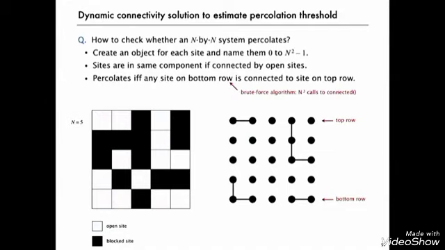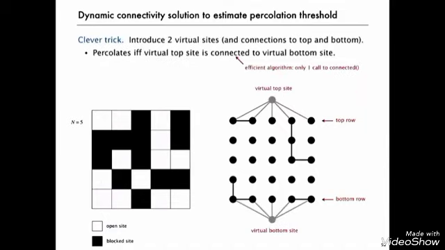Now, you might say, well, what we want to do is check whether any site in the bottom row is connected to any site in the top row and use union find for that. The problem with that is that it would be a brute force algorithm, quadratic right on the face of it, because it would have n squared calls to find, to check whether they're connected for each site on the top, not check each site on the bottom. Much too slow. Instead, what we do is create a virtual site on the top and on the bottom, and then when we want to know whether the system percolates, we just check whether the virtual top site is connected to the virtual bottom site.